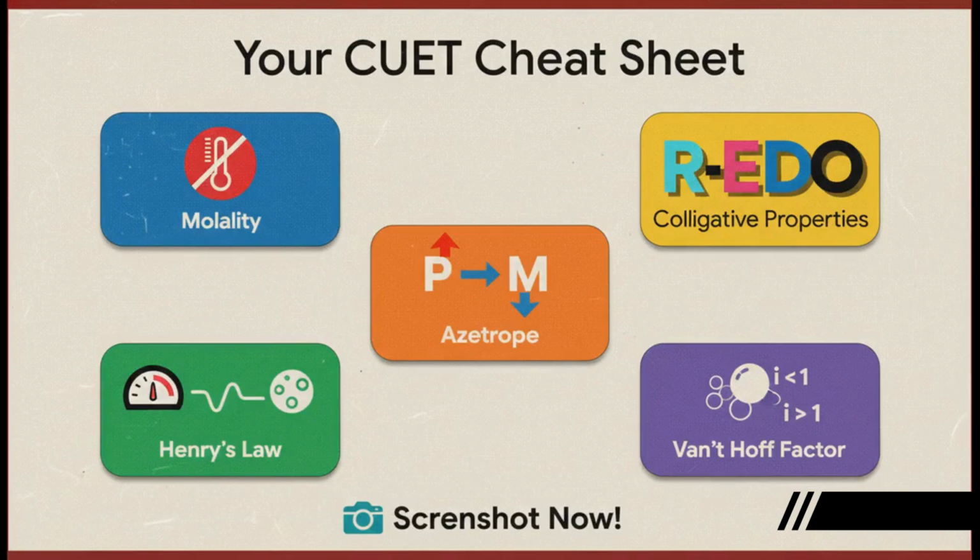Here it is. 1. Molality is independent of temperature. 2. Colligative properties are read-out, dependent on particle number. 3. Positive deviation means minimum boiling, P to M. 4. Henry's law, solubility is proportional to pressure. And 5. Van 't Hoff factor, association is less than 1, dissociation is greater than 1. Seriously, pause and screenshot this right now. These 5 points can easily win you multiple questions on exam day.